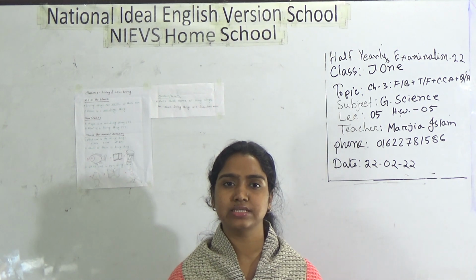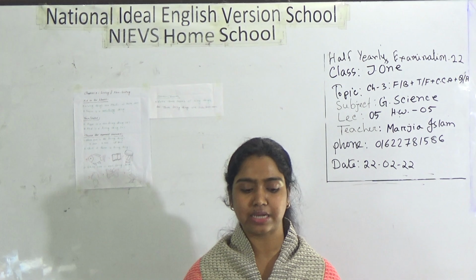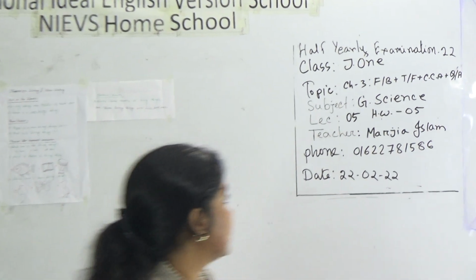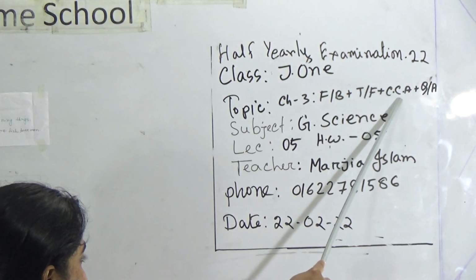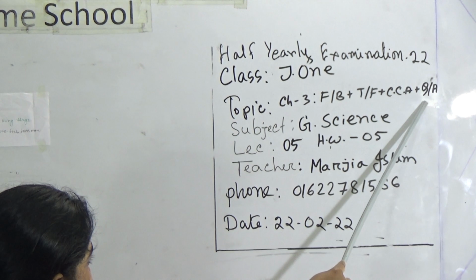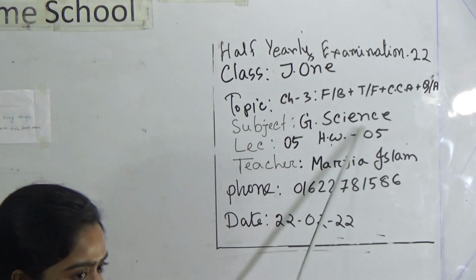Now I am going to take a general science class for junior 1. Our lecture number 5 is SW number 5, and our today's topic is chapter 3: fill in the blanks, true false, choose the correct answer and question answer. Now chapter 3, living and non-living. The chapter name is living and non-living.